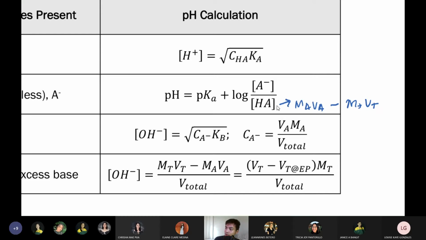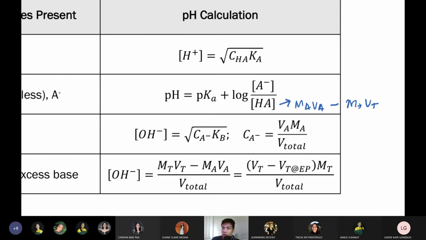Okay? So moles of the acid remaining is given by this equation. Mole acid minus the mole of added titrant, or the base added. Okay. So wala na tayong problem with the baba. Alam na natin paano ma-solve. How about the numerator?